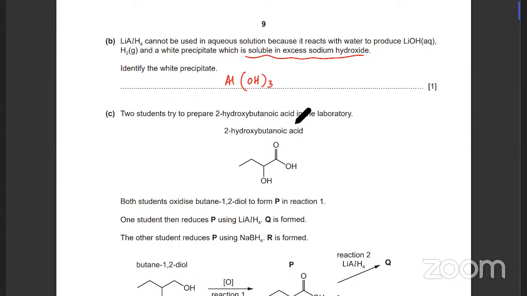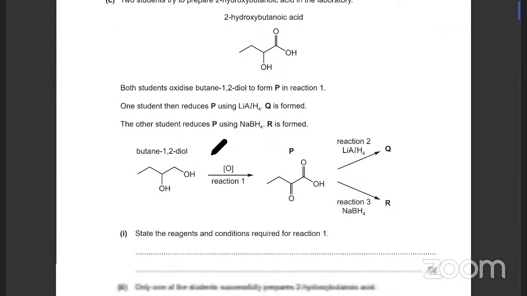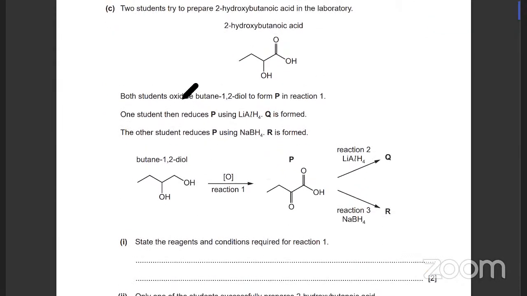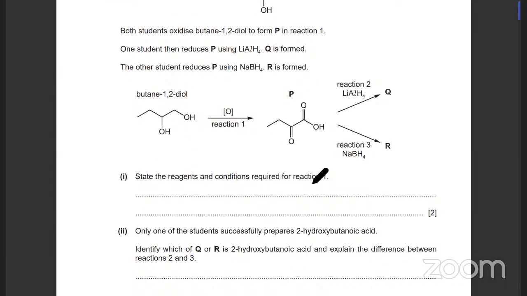Now, two students try to prepare this molecule over here, and both students oxidize butane 1,2-diol to form P in reaction 1, this thing. So that is reaction 1. It says one student then reduces P using LiAlH4. The other one does it using NaBH4. State the reagents and conditions for reaction number 1.